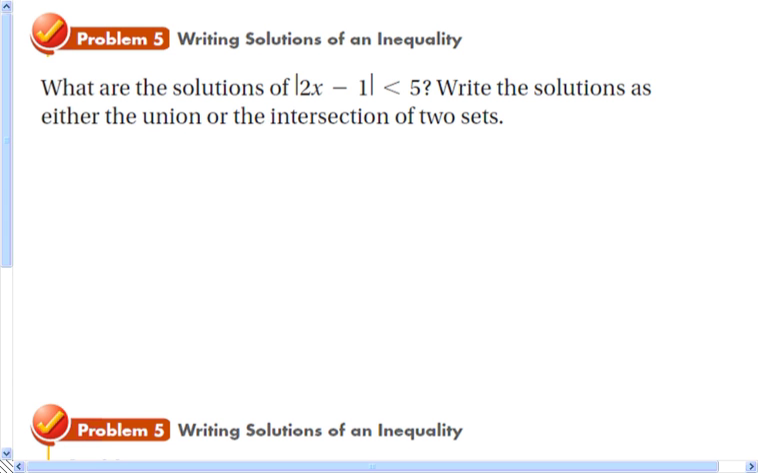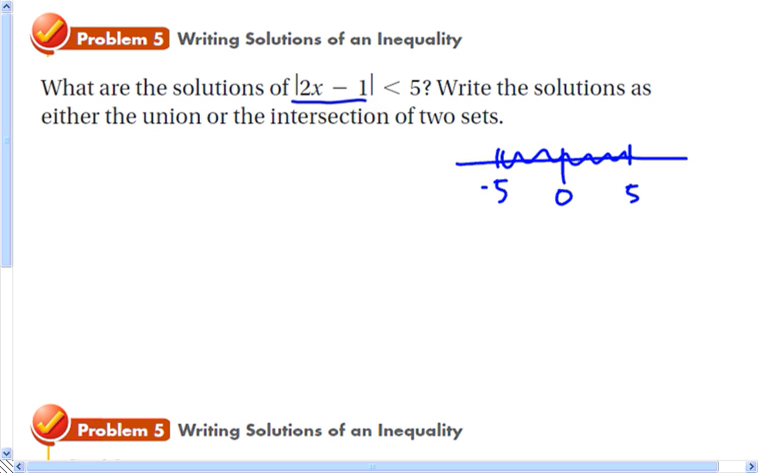Okay, what are the solutions of the absolute value of the quantity 2x minus 1 is less than 5? Write the solutions as either the union or the intersection of two sets. So we're going to write this as sets once we figure out what it is. Now remember, if the absolute value of 2x minus 1 is less than 5, that means on a number line, just to review, 2x minus 1 has to be less than 5 units away. 2x minus 1 has to be within this range.